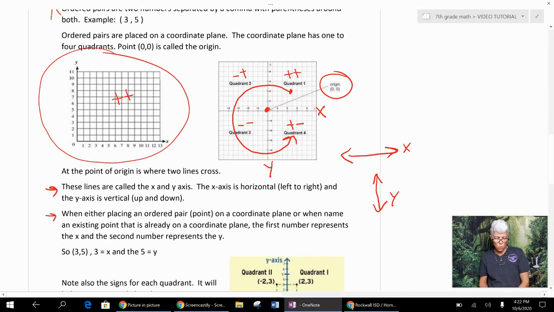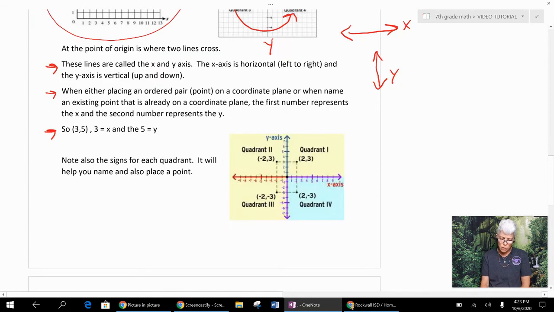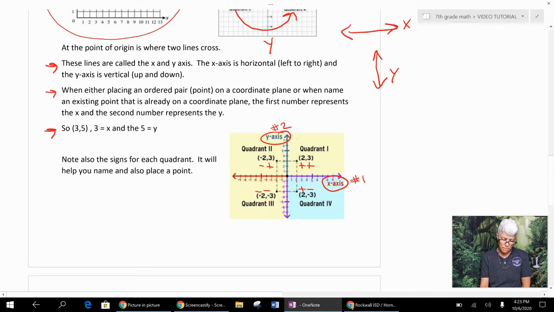Reading. When either placing an ordered pair, which is a point, on a coordinate plane, or naming an existing point that is already on a coordinate plane, the first number represents the X and the second number represents the Y. Again, here's an example. Note also the signs for each quadrant, and we've already talked about that: quadrant 1, and here you can actually see the positive, positive, the negative, positive, the negative, negative, the positive, negative, the x-axis, the y-axis. This one comes first, this one comes second.